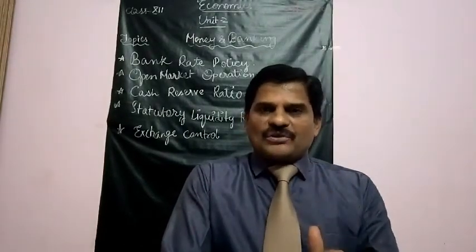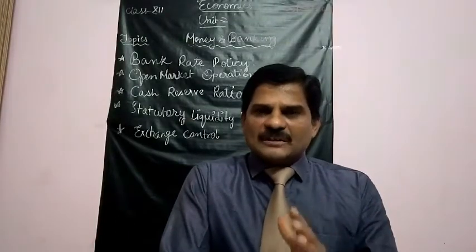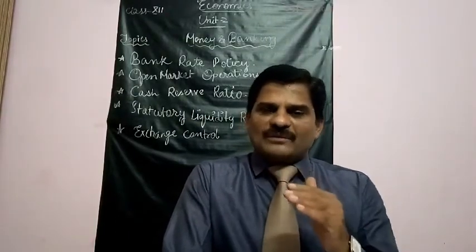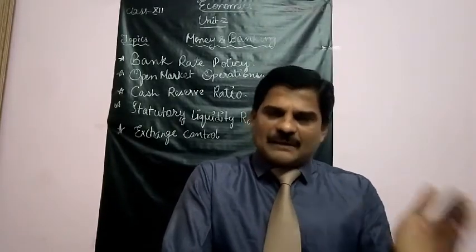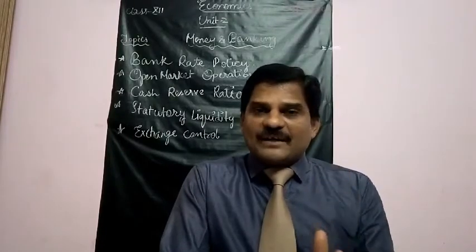Suppose 10 crore rupees of amount is kept by 2000 depositors in the commercial bank. So out of 10 crore, how much percentage are the commercial banks keeping with the central bank? That is called cash reserve ratio. Now it will be decided by the central bank how much they have to keep.